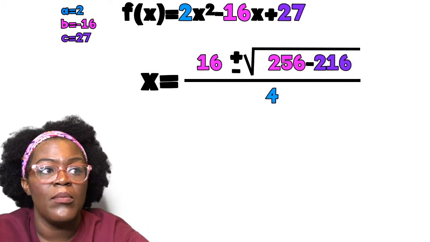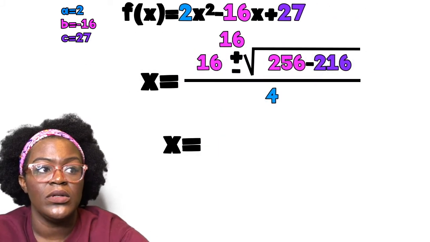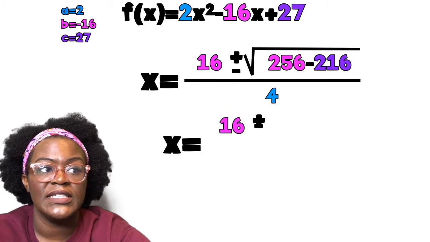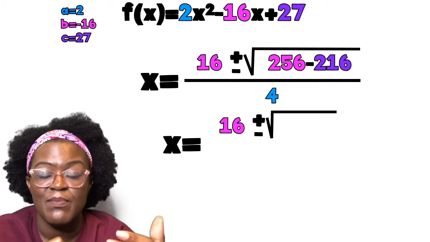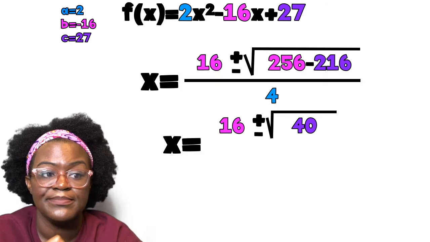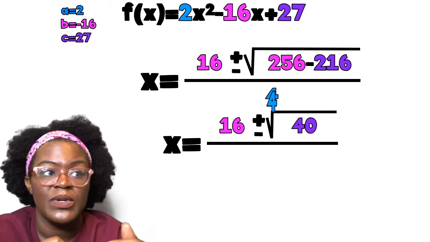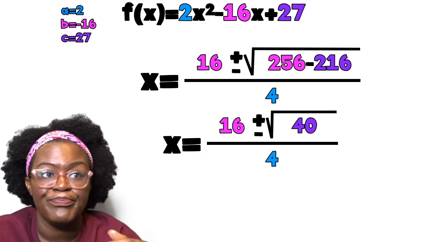So we're gonna do x equals, the 16 still stays there, plus or minus this, and we're gonna do 256 minus 216, and that's gonna give me 40. And then now we have over 4.